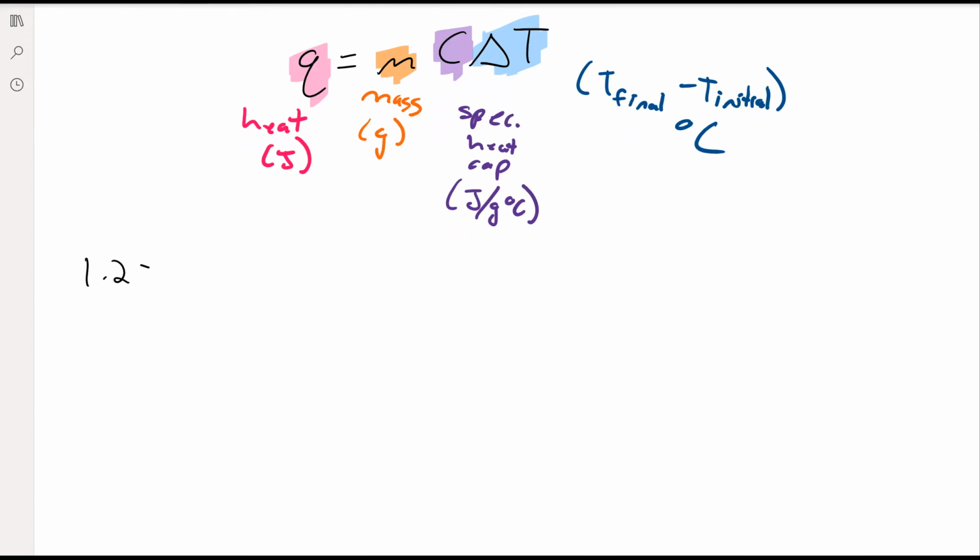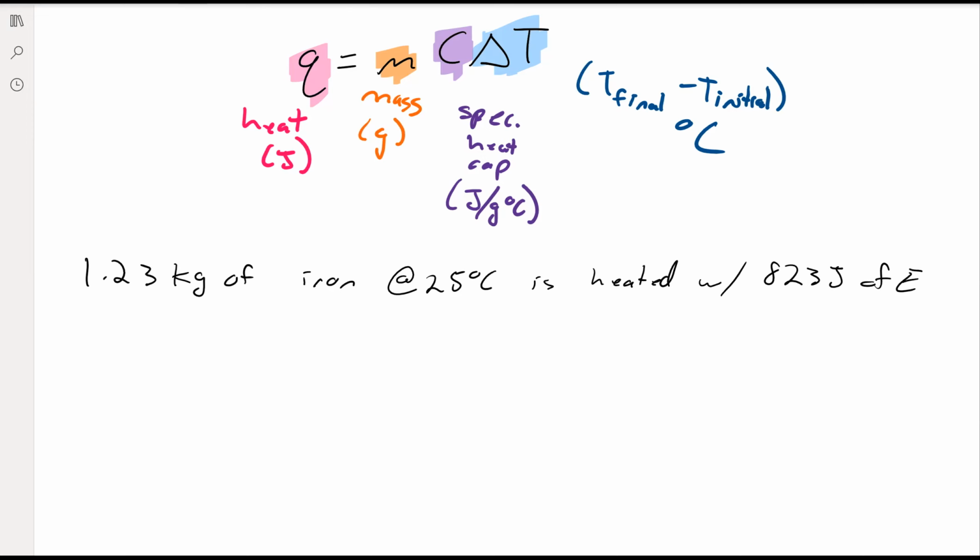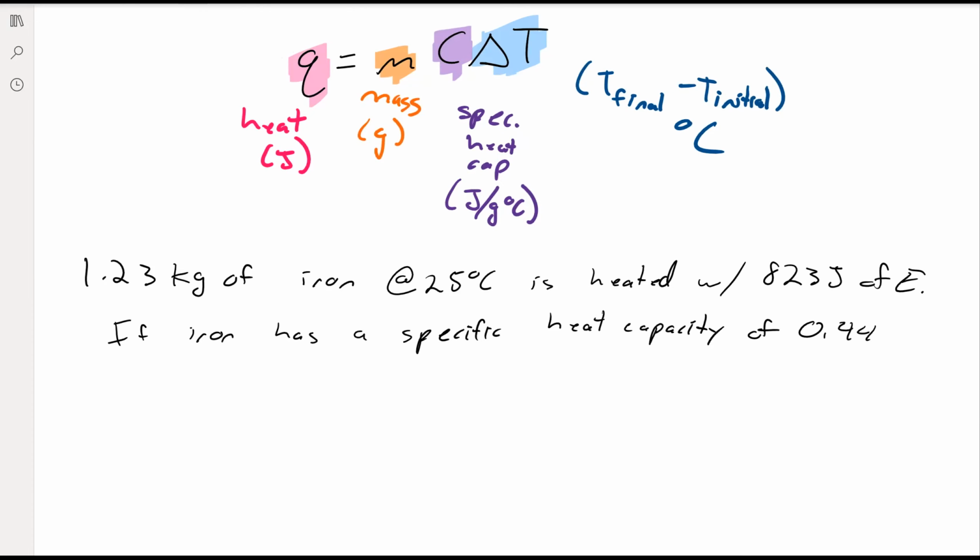So just as an example problem, 1.23 kilograms of iron at 25 degrees Celsius is heated with 823 joules of energy. If iron has a specific heat capacity of 0.449 joules per gram degree Celsius, what is the temperature of the metal at the end?